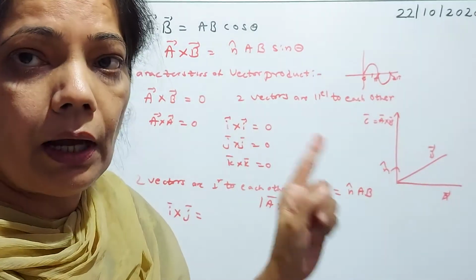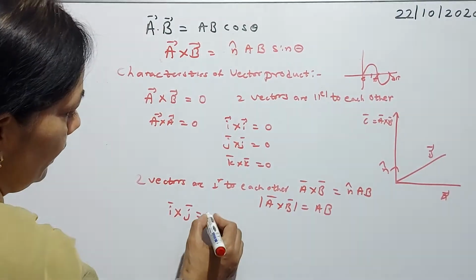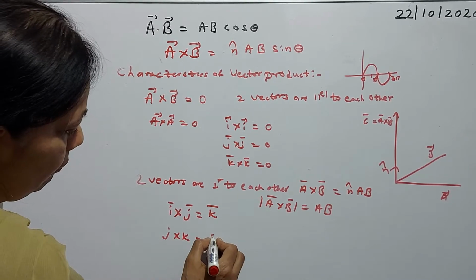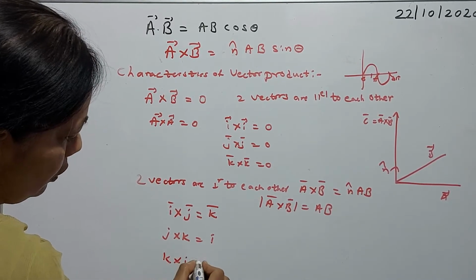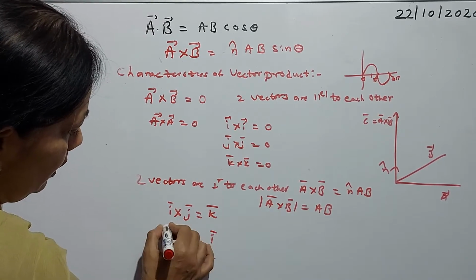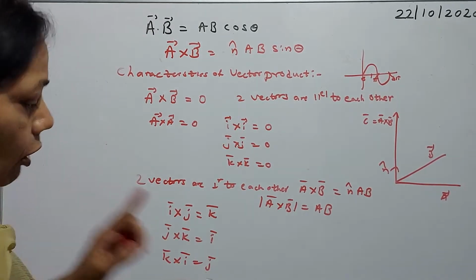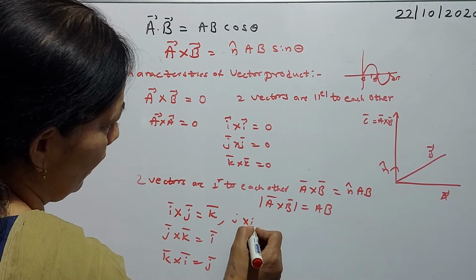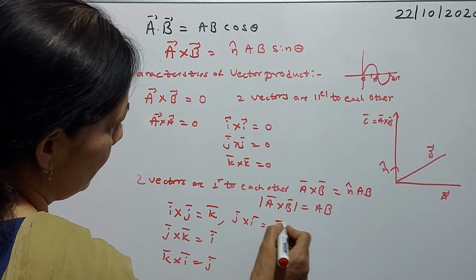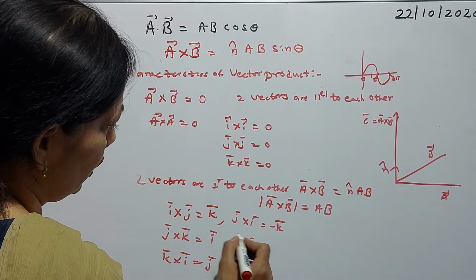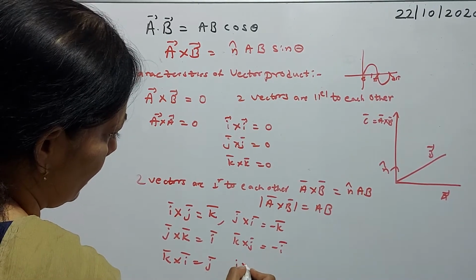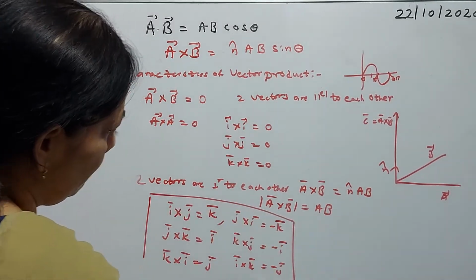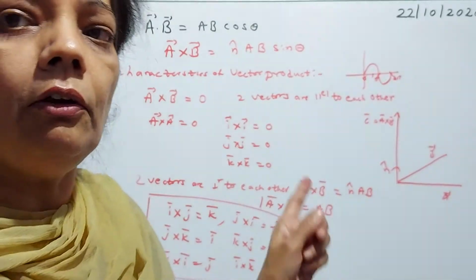I cross I is 0, but I cross J will not be 0, it will be K, correct? In the same way, J cross K will be I and K cross I will be J. These are very important properties. Similarly, if I change the order, suppose I say J cross I, it will be minus K. If I say K cross J, it will be minus I, and if I say I cross K, it will be minus J. So these are the very important characteristics of the vector product.